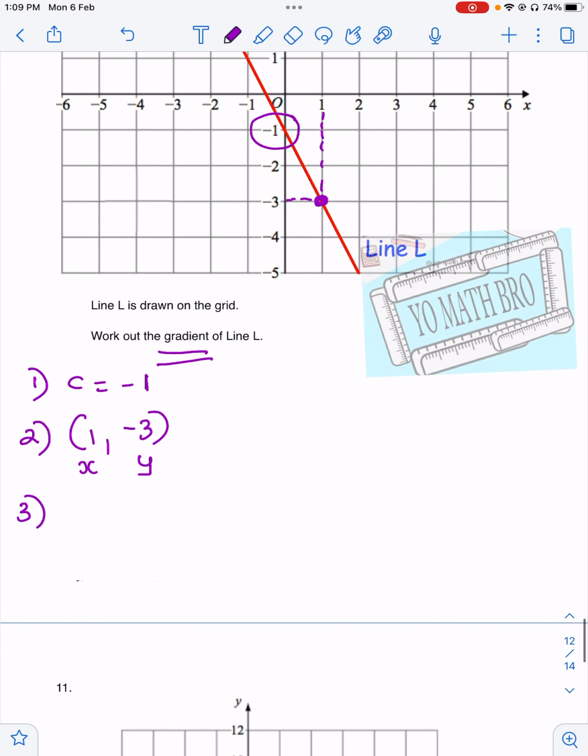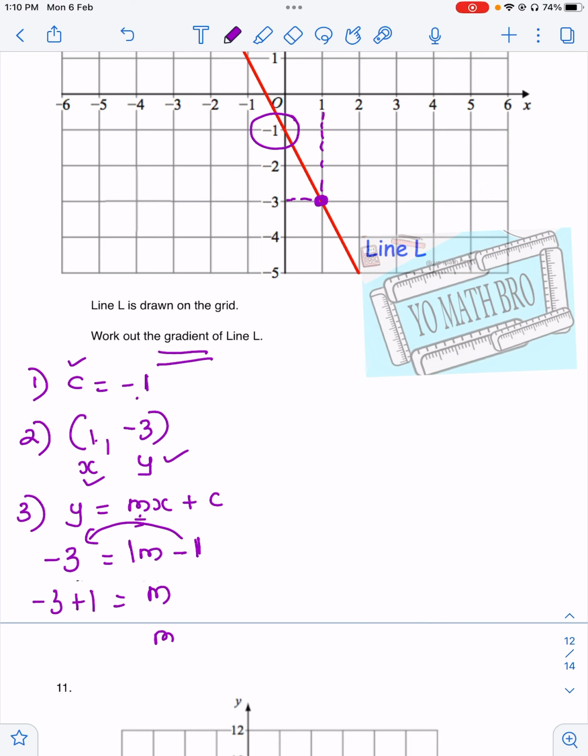Third, y is equal to mx plus c will be my general equation. Why do I do this? Because now I have got y, I have got x, I have got c. I can get m easily. So y will be minus 3. I substituted. m I have not got. x is 1, so 1 into m is 1m, and c is minus 1. Once I bring minus 1 to this side, it becomes plus 1. So m is equal to minus 3 plus 1, which gives minus 2. I found out the answer for this question.